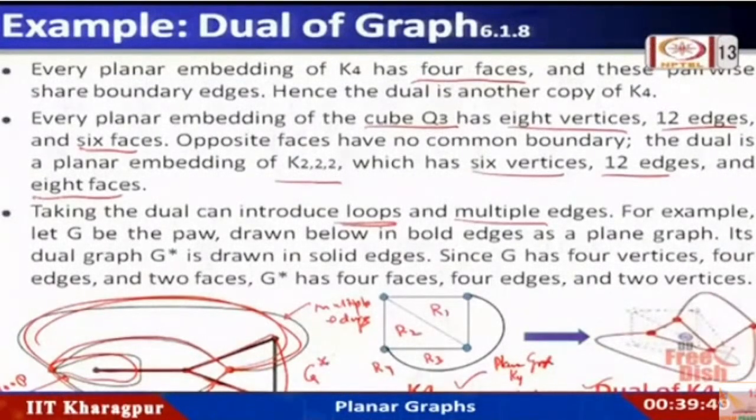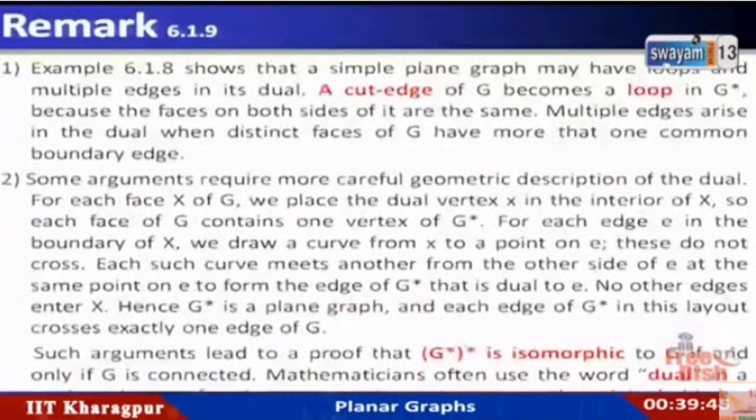In the dual of the paw graph, the example shows that a simple plane graph may have loops and multiple edges in its dual. The cut edge of G becomes a loop in its dual graph because the faces on both sides of it are the same. Multiple edges arise in the dual graph when distinct faces of G have more than one common boundary edge.